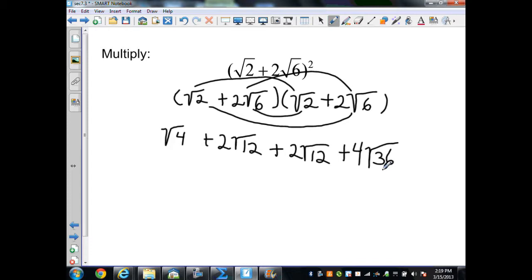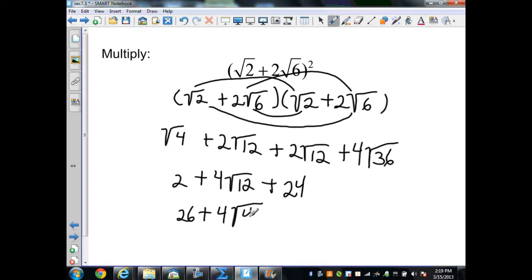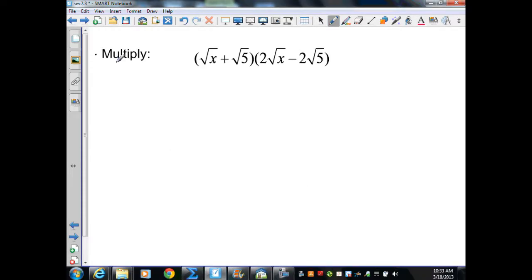I can combine like terms. The square root of 4 is going to give me 2, plus this is going to give me 4 square roots of 12, plus the square root of 36 is 6, times 4 is going to give me 24. Combine like terms is going to give me 26 plus, but I need to break up this radical, the square root of 4 times 3. And finally, 26 plus the square root of 4 is 2, 2 times 4 is 8 square roots of 3.